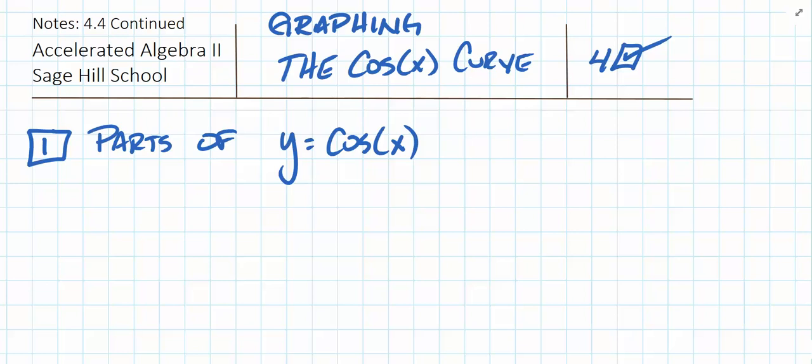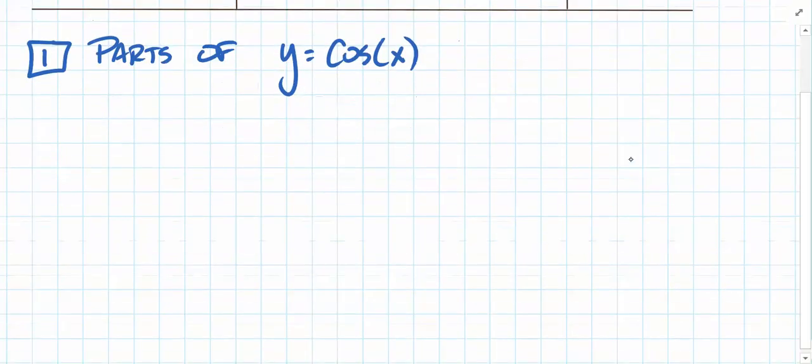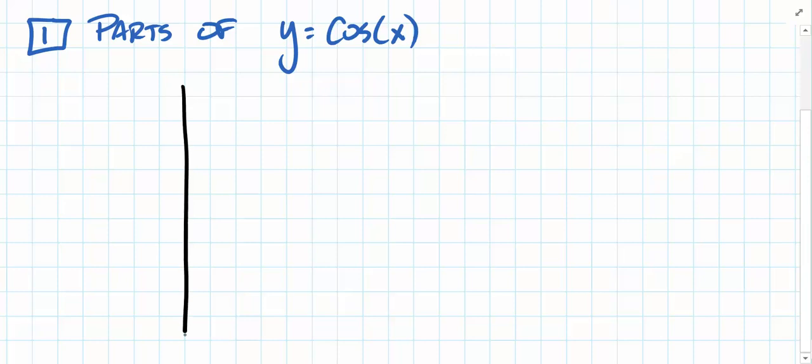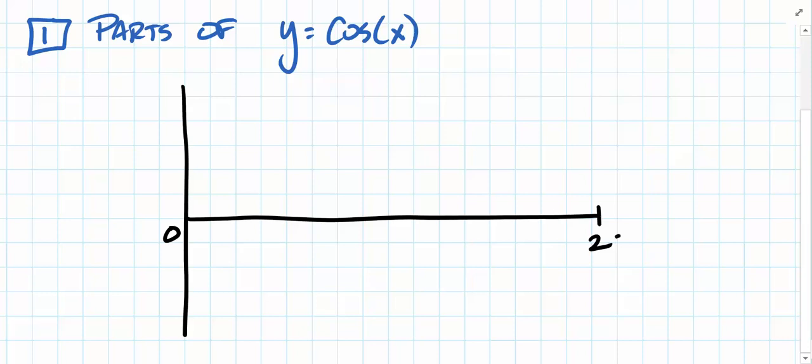So I'm going to begin by talking about the parts of the cosine curve, similarly to how we began by talking about the points of the sine curve. Okay, so here we go. First thing you should do is give yourself a pretty decent sized coordinate plane worth 1 unit circle rotation, right? So if this is 0, this is going to be 2 pi. Okay, so I want 1 full positive rotation of the unit circle.